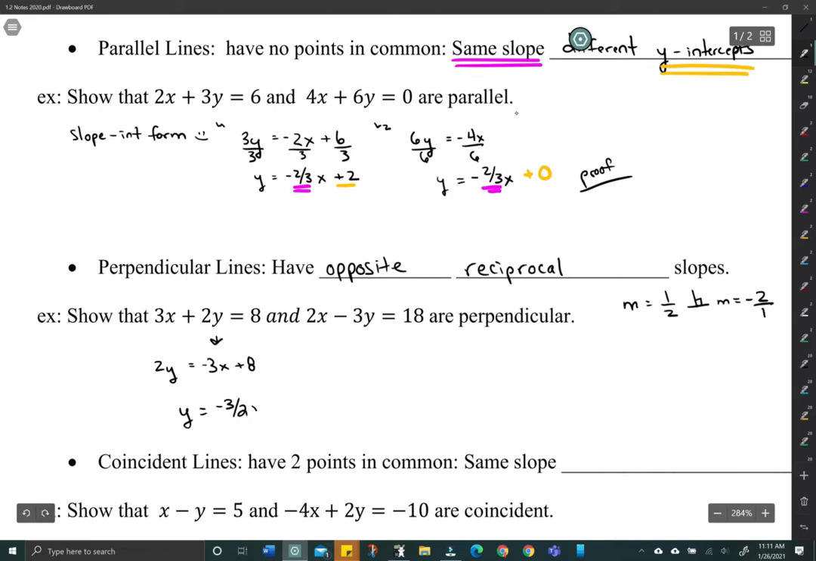That's line 1. For line 2, if we subtract 2x, we have negative 3y is equal to negative 2x plus 18. Divide by negative 3. We have y is equal to positive 2/3 x minus 18 over 3, which is 6. The fact that this is 2/3 and this is negative 3/2 tells me they're perpendicular. They have to be both opposite and reciprocal. A little note.